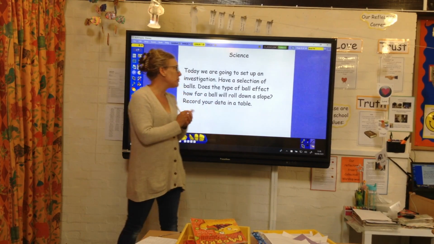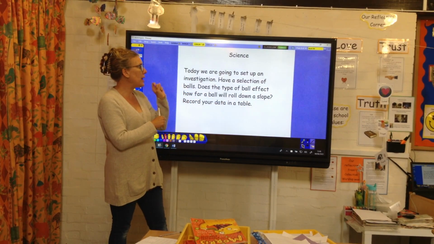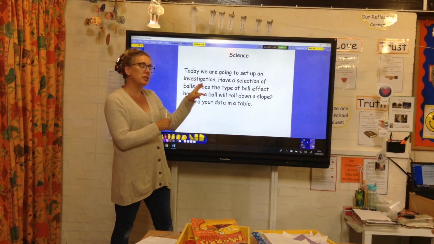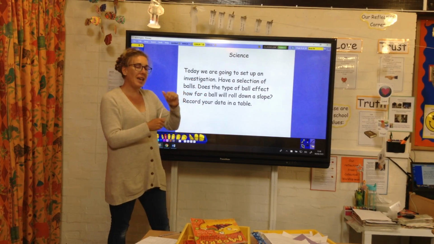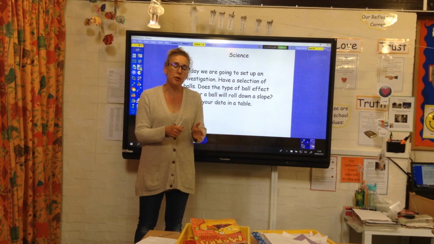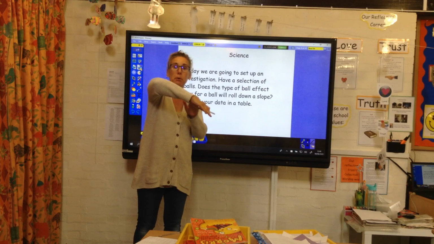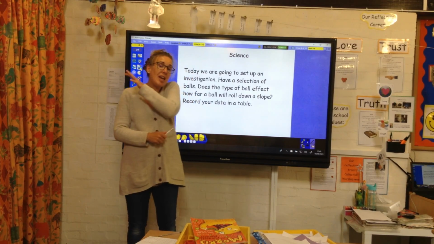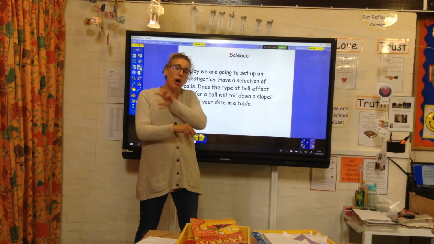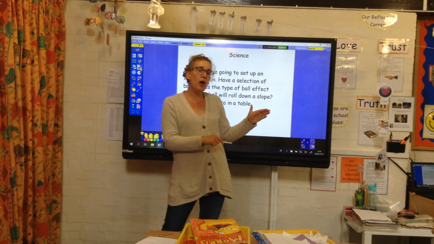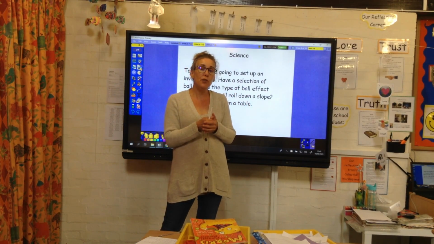Try and find some different balls, and then Mrs. Welling wants you to think about, does the type of ball affect how far it will roll down a slope? So you need to set up a slope in your house. Now you might do that with some books, and you need to think about the effect the type of ball has on how far it will roll. And that's what you need to find out today.